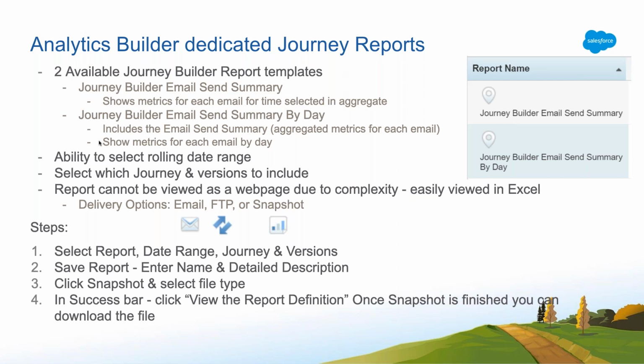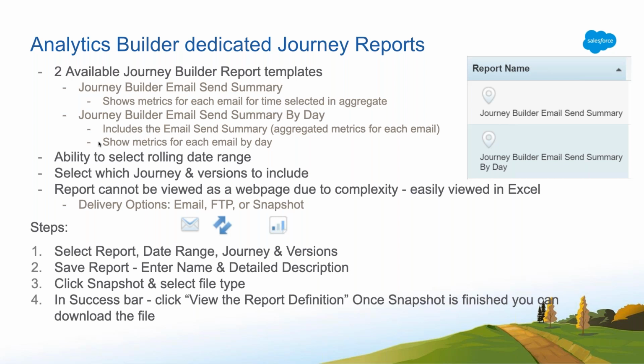If you're going to pick a rolling date range, pick the version that you're looking for. But the one thing to note on this, you won't be able to see it on your screen. When it loads, it's going to be a blank screen and say we can't put this up here. The good news is it's totally fine. You just need to export it. There's a couple of different ways you can do that. You can send it to email, FTP, or a snapshot.